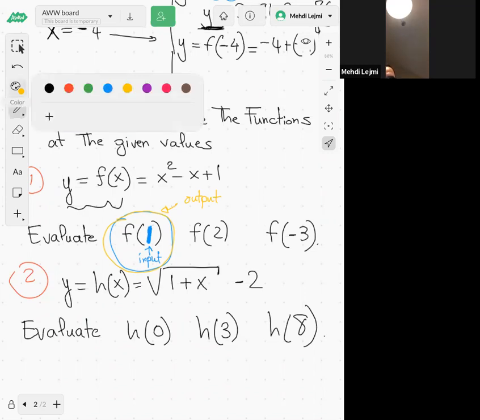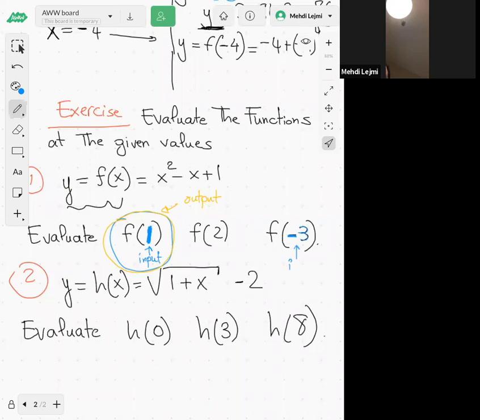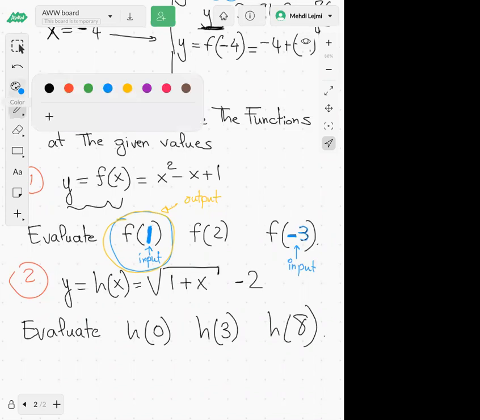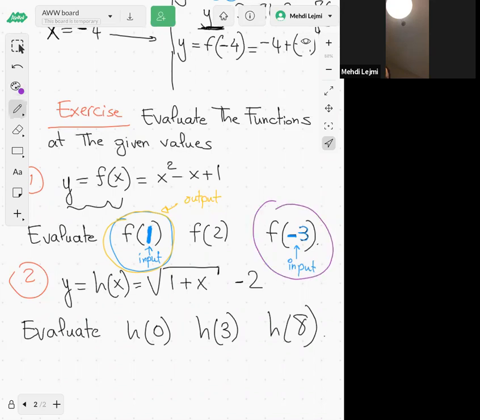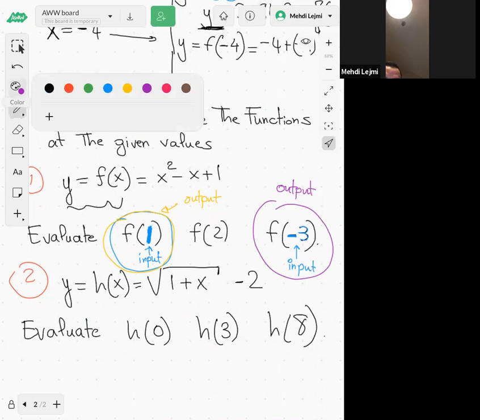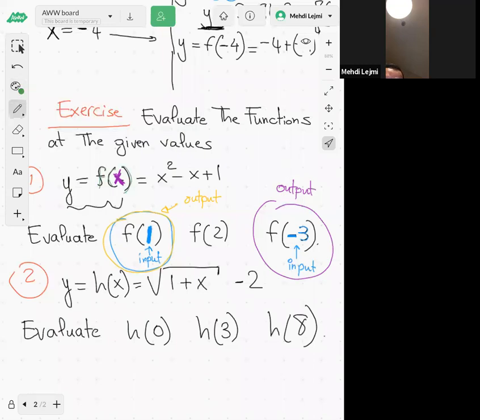It's the same here. What I'm saying is -3 is the input, right? But then when you evaluate f of -3, this whole thing, this is your output. f of -3 is the output. Because what's between the parentheses is supposed to be x, and x, that's the input. You see this x here, that's the input. But when you compute f of x, that will be the output, which is y.